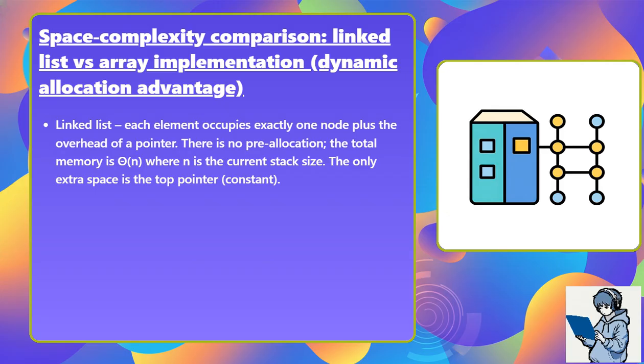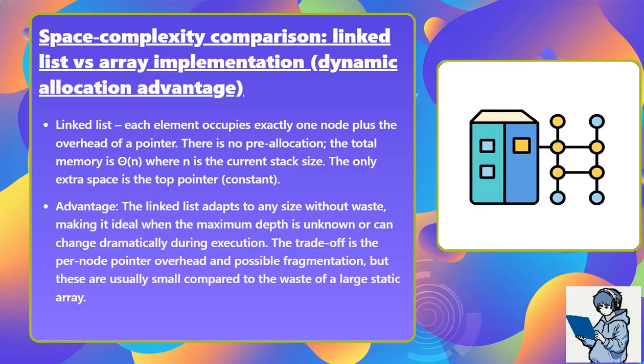Linked list: each element occupies exactly one node plus the overhead of a pointer. There is no pre-allocation. The total memory is Θ(n), where n is the current stack size. The only extra space is the top pointer, a constant. Advantage: the linked list adapts to any size without waste, making it ideal when the maximum depth is unknown or can change dramatically during execution.